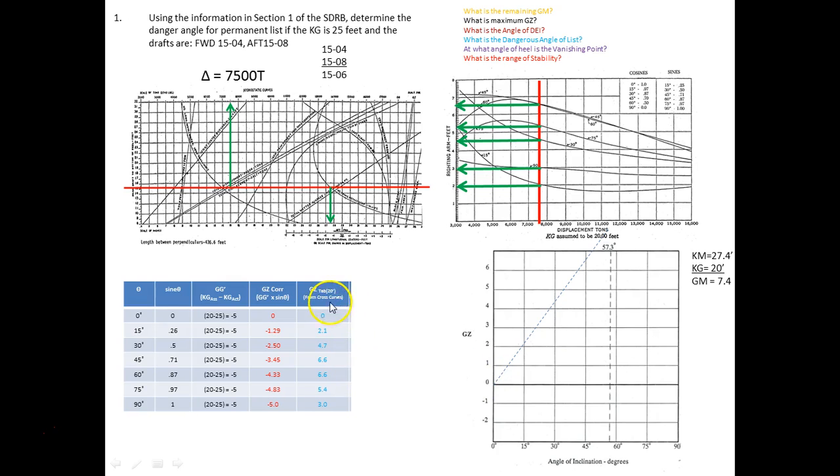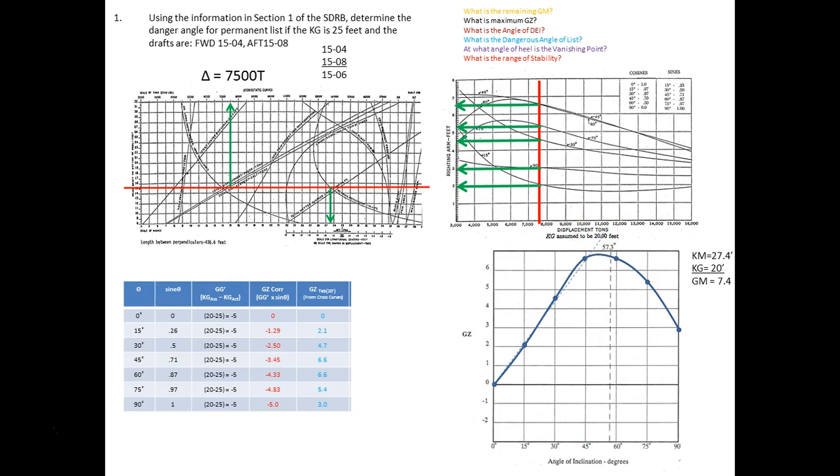Now, the next thing we're going to do is plot these values. So 2.1 at 15, 4.7 at 30, 6.6 at 60, and so on. That's these data points here. And now we'll smooth those out with a curve. This represents the stability curve, the statical stability curve, for this condition: displacement of 7,500 tons, KG of 20 feet.